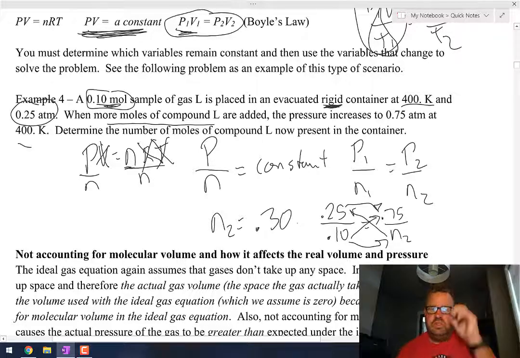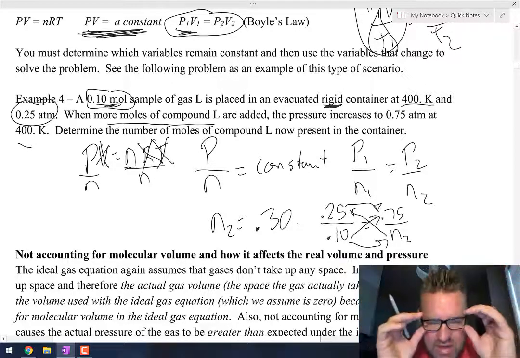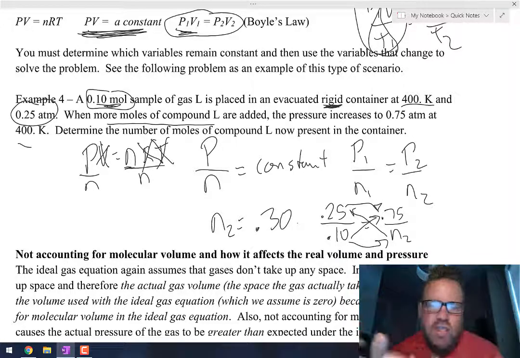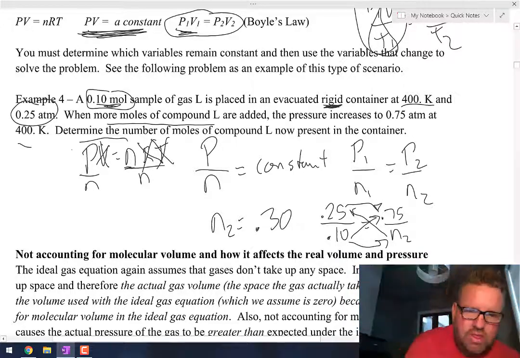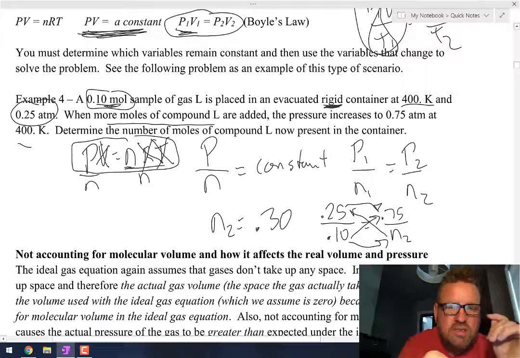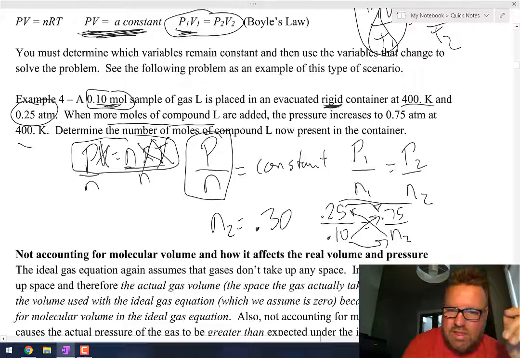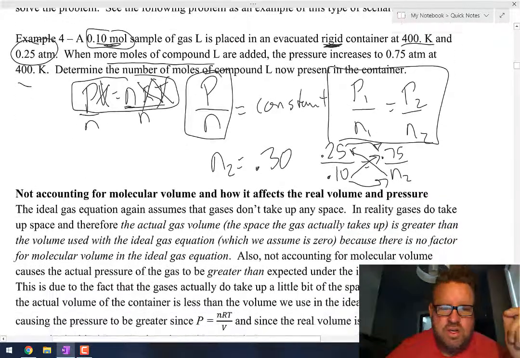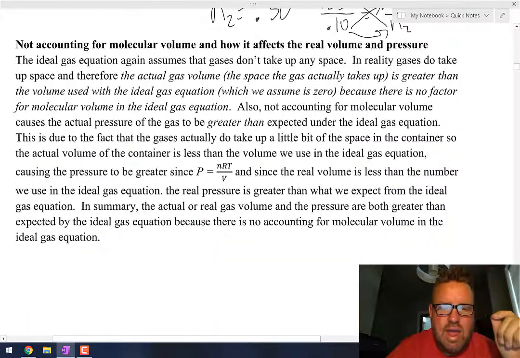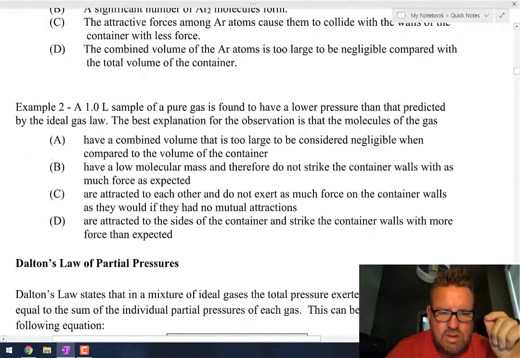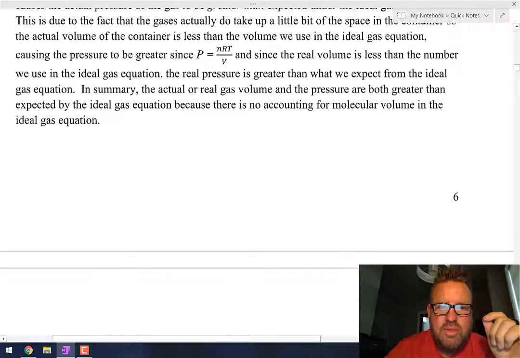So for any different version of the ideal gas equation, when one thing changes to something else, start with the ideal gas equation, eliminate things that are constant, set the remaining variables by themselves, and then set the initial conditions equal to the final conditions. The last thing we're going to talk about today is, oh boy, a bunch of exams. So we're going to stop there.